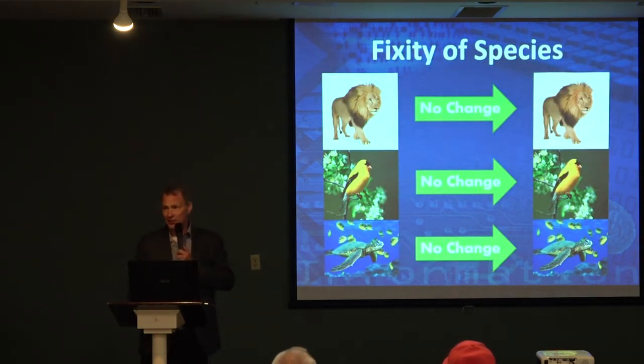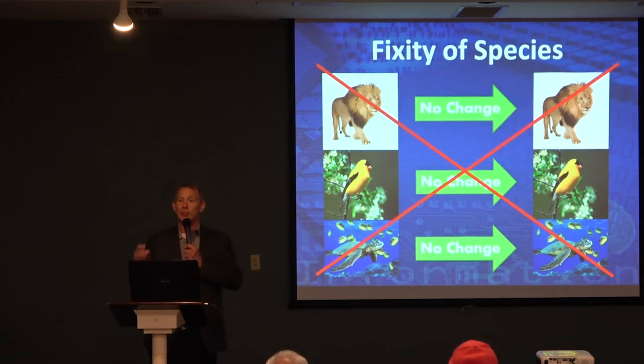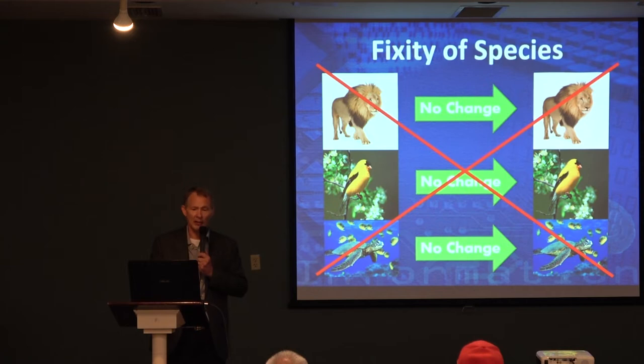Now, some ideas are that there is what's called fixity of species, and that's that the animals that we see today are the same exact animals that God created at the very beginning. That's called fixity of species. Evolutionists will accuse, falsely, creationists of believing fixity of species. We do not. Creationists believe that God created the original cat kind, the original bird kind, the original turtle kind, and he placed in them all the different genetic variability that they would need to produce all of the other cats that we see, all of the other birds that we see, and all of the other turtles that we see. That's the biblical model.